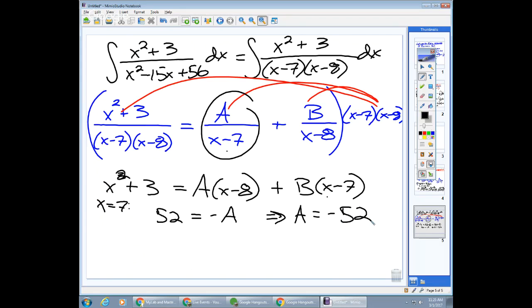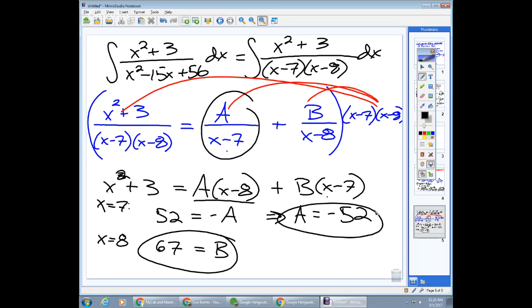And then what's another convenient x value? 8. If I let x equal 8, then 8 squared is 64 plus 3 is 67. This becomes 0, and then I have 8 minus 7, so I get b is 67. So apparently I have the two values of a and b that will work.